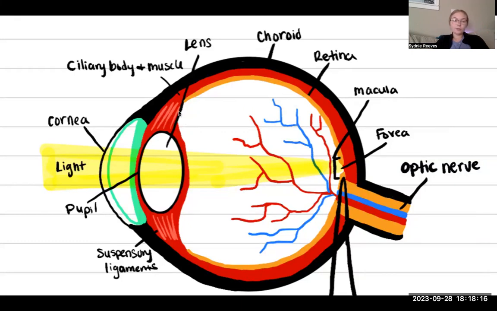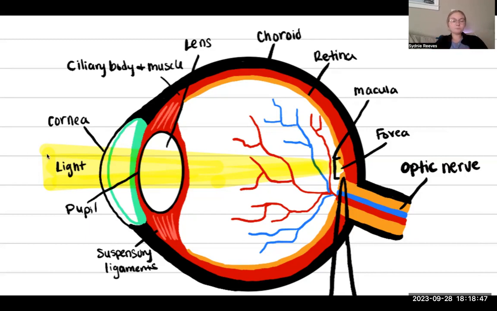And then over here in the front, we have these suspensory ligaments just right here on the edge of the lens. And then up here, you're going to have your ciliary body and muscle, all of that is going to be holding the lens in place. So obviously this is the lens, and then your pupil will be right here in the middle, and then your cornea right here. And then this is just showing the protrusion that you get from the front of the eye.